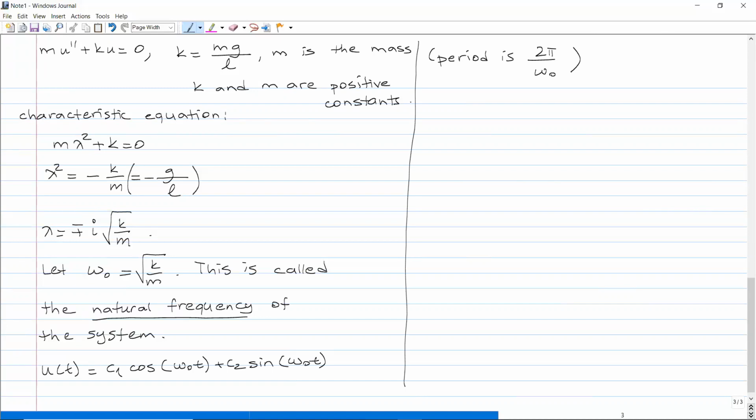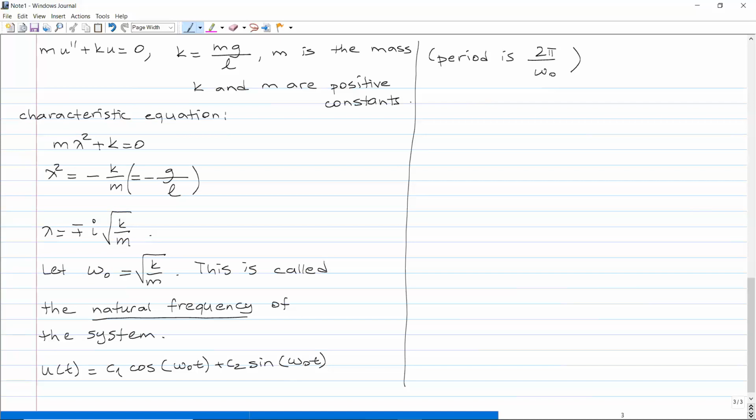Okay, so note that small frequency means when omega 0 is small, then your period is large. That means your graph is more sparse. But if the frequency is high, then the period is small. It means your graph is going to be more packed. I will try to show you some rough pictures.